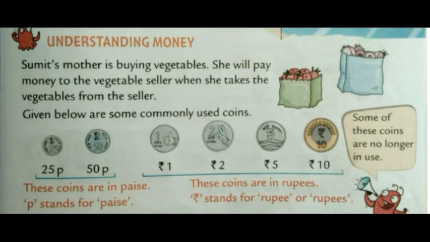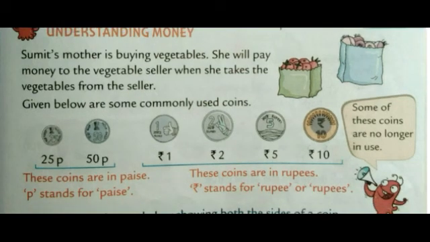Understanding money. Sumit's mother is buying vegetables. She will pay money to the vegetable seller when she takes the vegetables from the seller. Scholars, whenever we go to the market to purchase something, whether it is vegetables, fruits, clothes, anything, we need to pay for it.